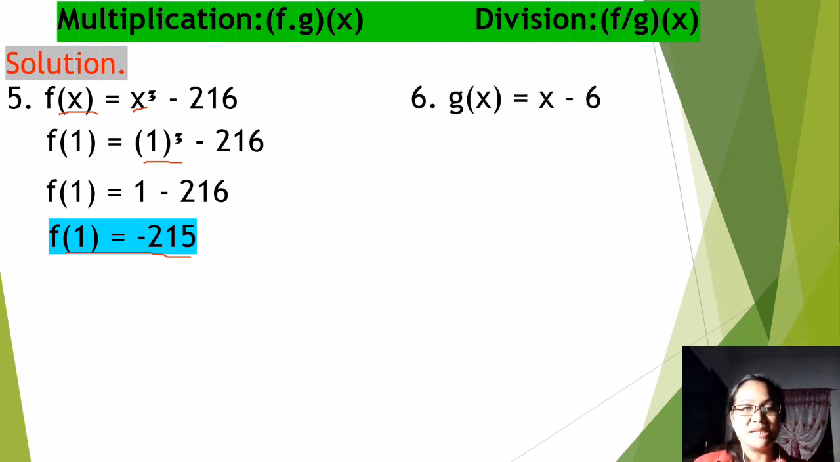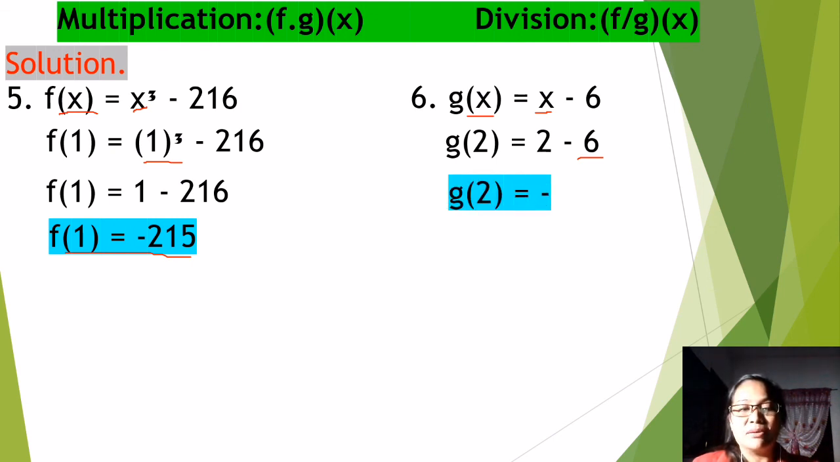And for our number 6, we have g of x is equal to x minus 6. So substitute the value of x with our input 2. So g of 2 is equal to the value of x, which is 2 minus 6. Again, subtracting bigger value from a lesser value, we will be having a negative sign with our answer. So 6 minus 2, we have 4. So our sign is negative. So our g of x or g of 2 is equal to negative 4.